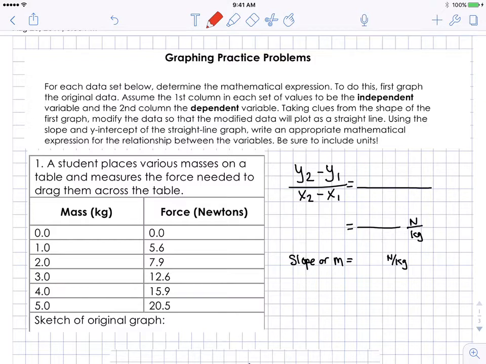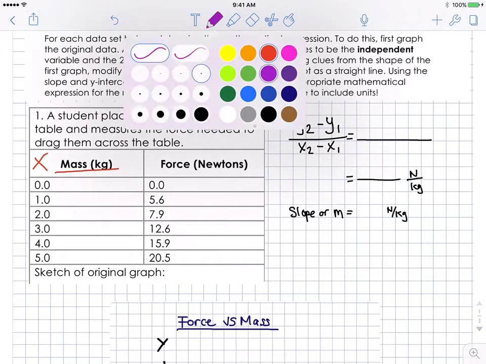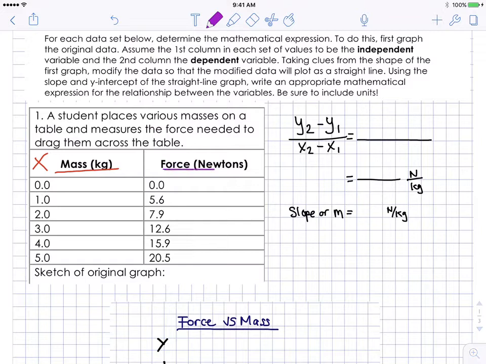Assume the first column in each set of values to be the independent variable and the second column the dependent variable. So looking here at this data table, our first column has mass, and this is our independent variable. So we graph this on the x-axis of our graph. And then looking here, in the second column, we have force, and this is the dependent variable, and we graph this side on our y-axis of our graph.